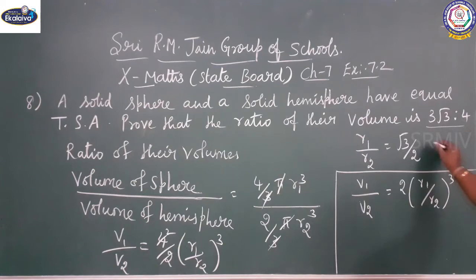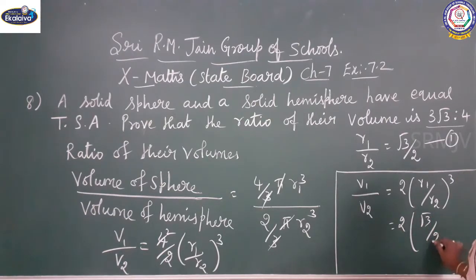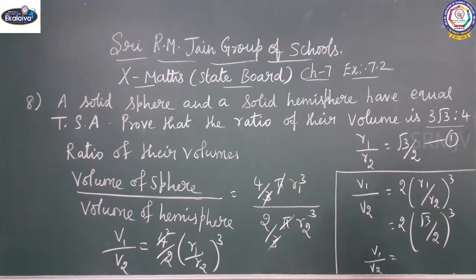You can take the value R1 by R2 equal to root 3 by 2. So 2 into root 3 by 2 the whole cube. V1 by V2 equal to 2 into root 3 the whole cube, root 3 into root 3 into root 3. That is nothing but 3 root 3 by 8. 2 cube is nothing but 8. So 2 ones are 2, 4 2s are 8.